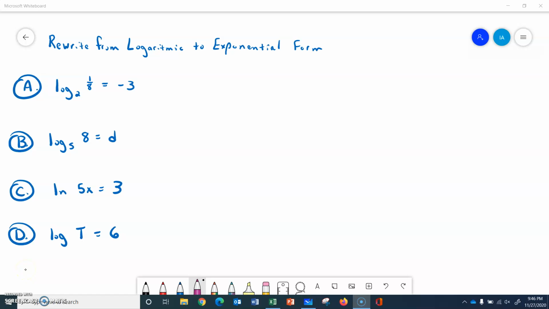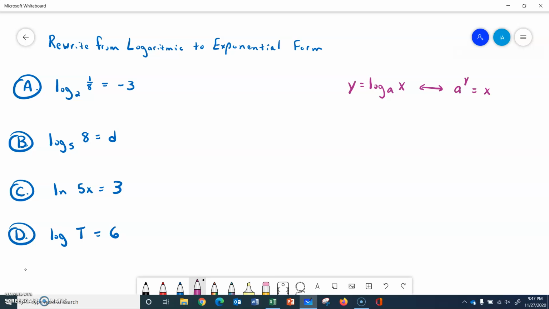Hey, it's Mr. Allred, and we're doing some more practice problems, but we're going to rewrite from logarithmic form to exponential form. And just as a reminder, keep in mind that we can go from y equals log base a of x, that's the logarithmic form, and the exponential equivalent of that, with a, y, and x being placeholders, would be a to the y equals x. So we've used this both ways, but here's some practice problems.